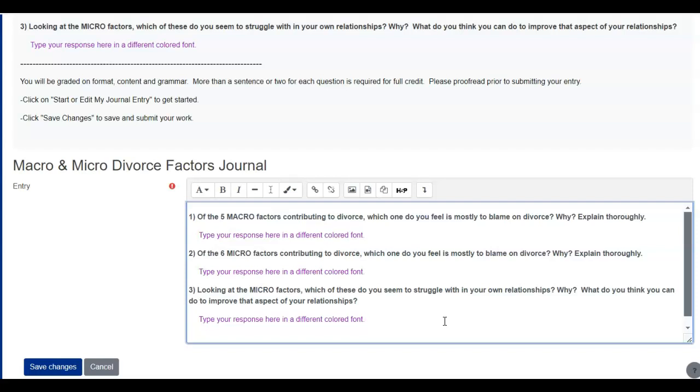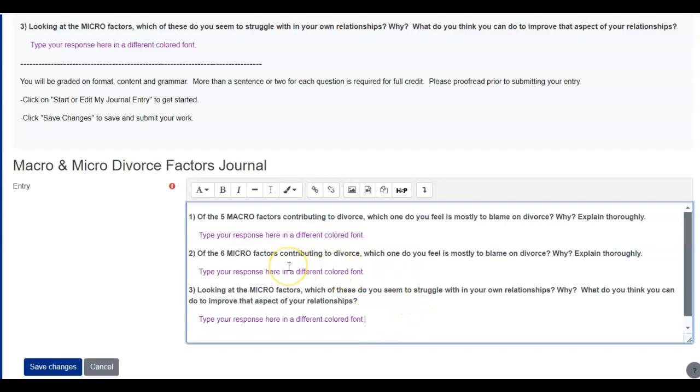We can see by looking at those factors that they all factor into the aspect of divorce, but pick one that you feel is mostly to blame and explain why you picked that one. You are writing a college level paragraph, all right? So your response needs to be a college level paragraph. That is a college level paragraph for number 1, a college level paragraph for number 2, and a college level paragraph for number 3.